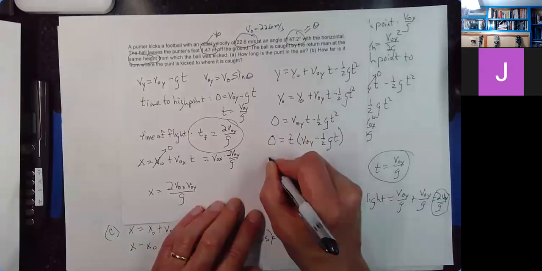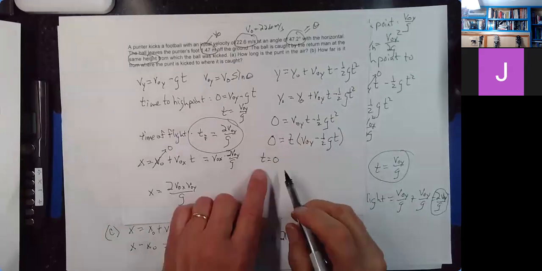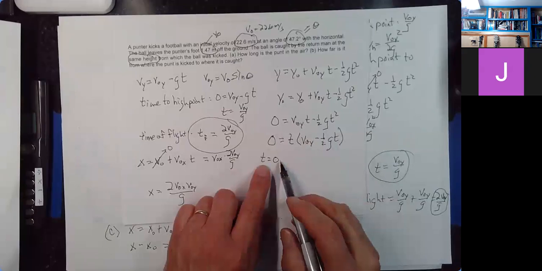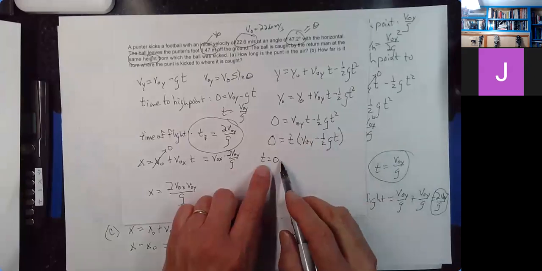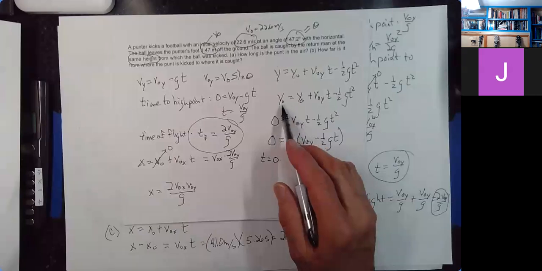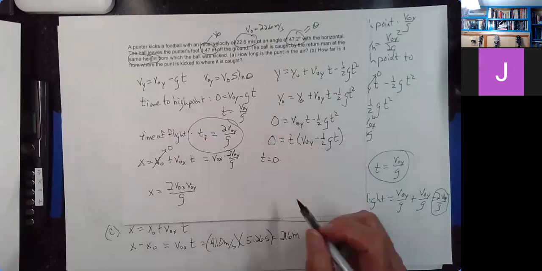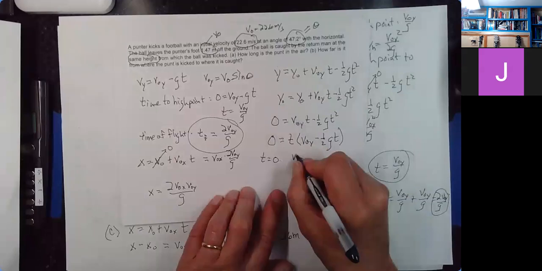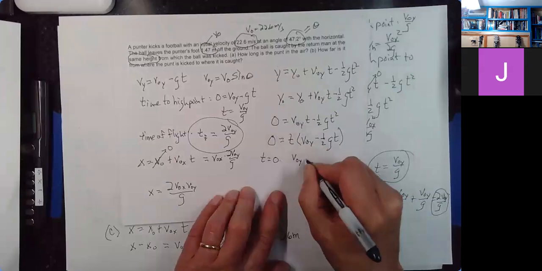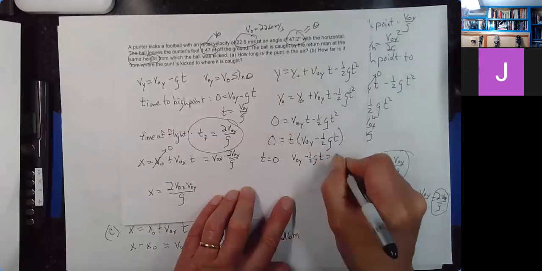So one of the answers I get here is t equals 0. Well, that makes sense. Yes, the ball had a height of y naught at t equals 0, because that's the definition of y naught. It's the height of the ball at time 0. So that worked. The other one gives me v naught y minus 1/2 g t equals 0.